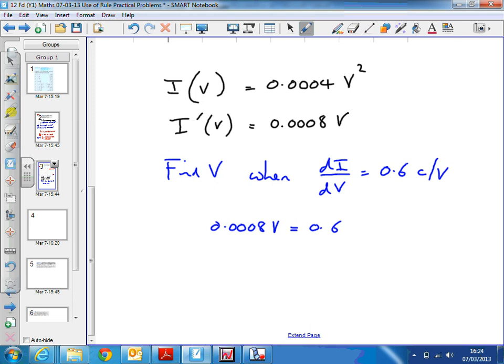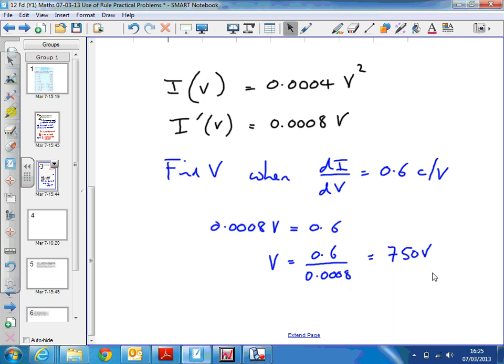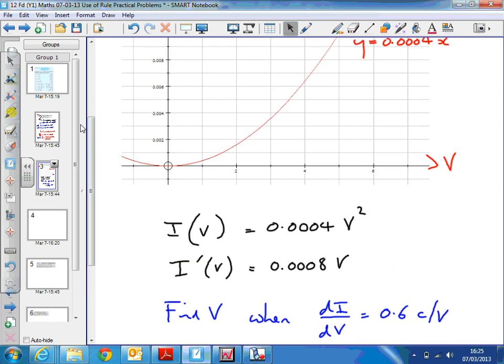So just divide both sides by 0.0008 and you get 0.6 over 0.0008, which comes out to be 750 volts. So if we look at here, well, we can see we're nowhere near 750 volts.